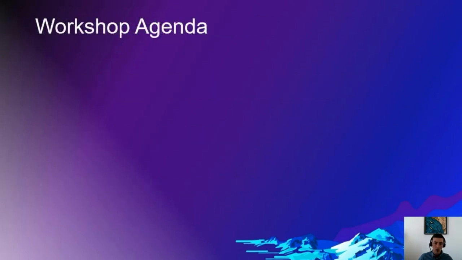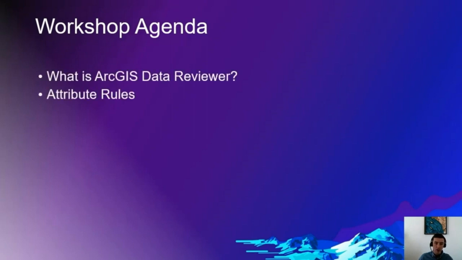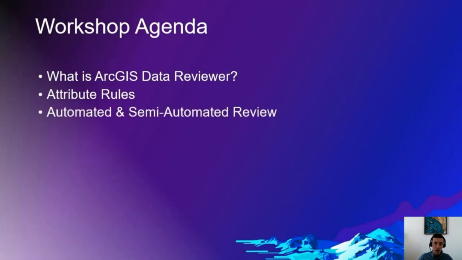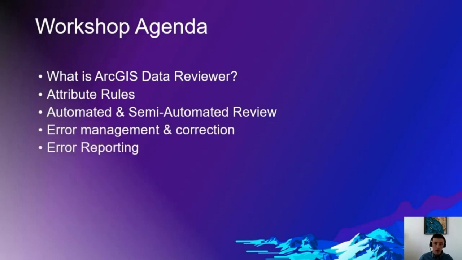To achieve these goals, topics we'll be covering include an overview of the Data Reviewer extension, an introduction to attribute rules and how we tie into them. We'll discuss automated and semi-automated review workflows, error management and correction, the importance of error reporting, and finally, we'll wrap up with some resources about our product.